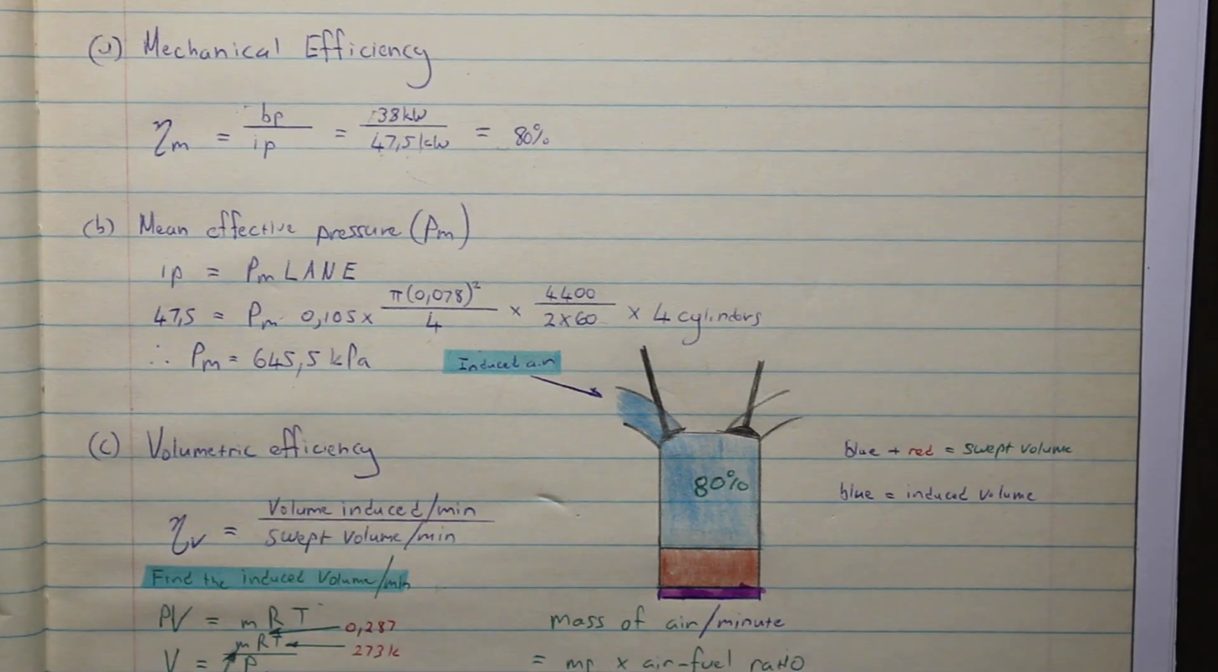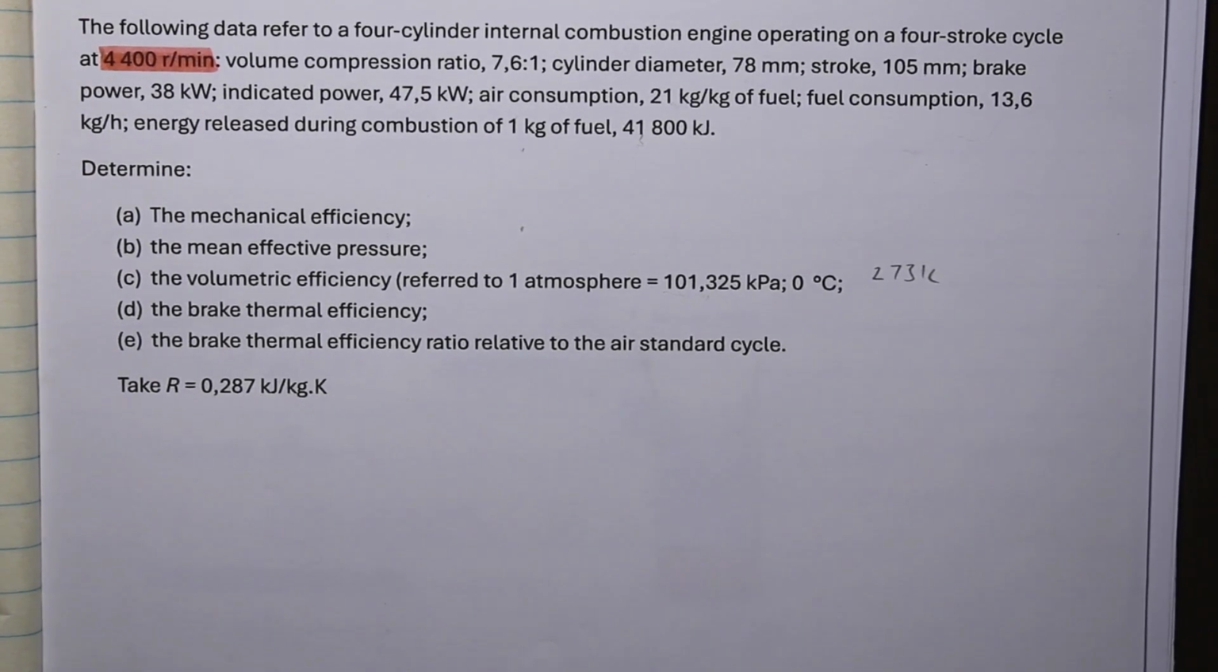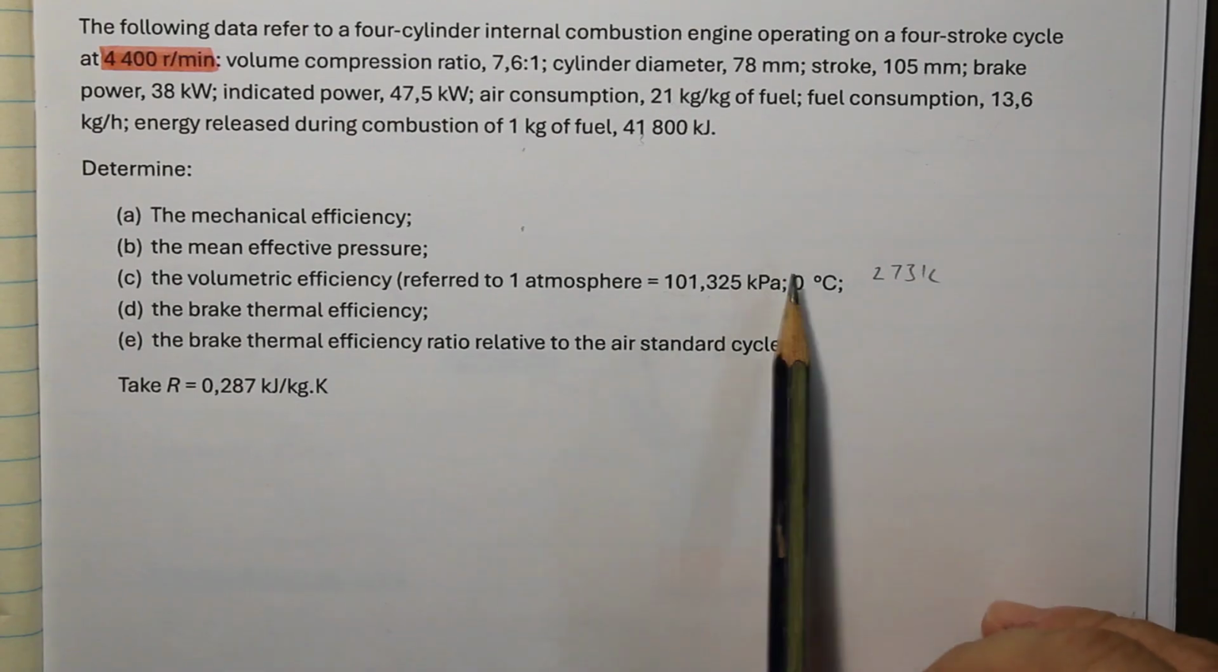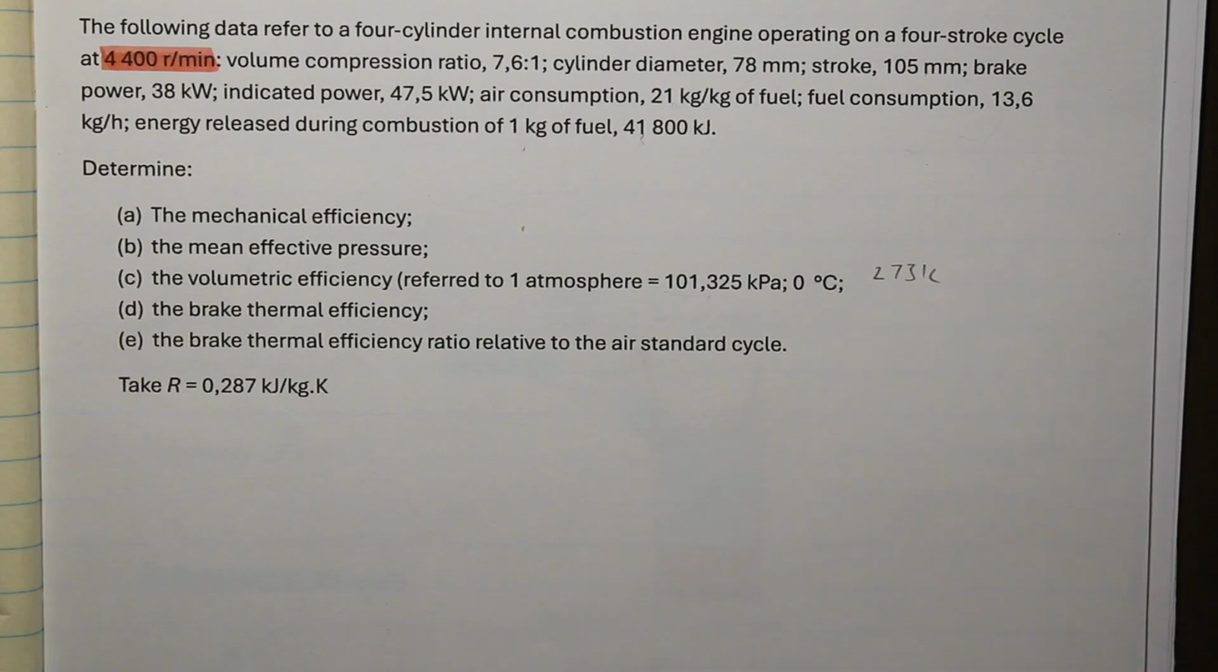So that comes out to 645.5 kilopascals. And then we are at number C. Now they want the volumetric efficiency. It says refer to 1 atmosphere, which we all know is 101.325 kilopascals, at the temperature of 0 degrees Celsius. And we're going to convert that into Kelvin. So we know that is 273 Kelvin.